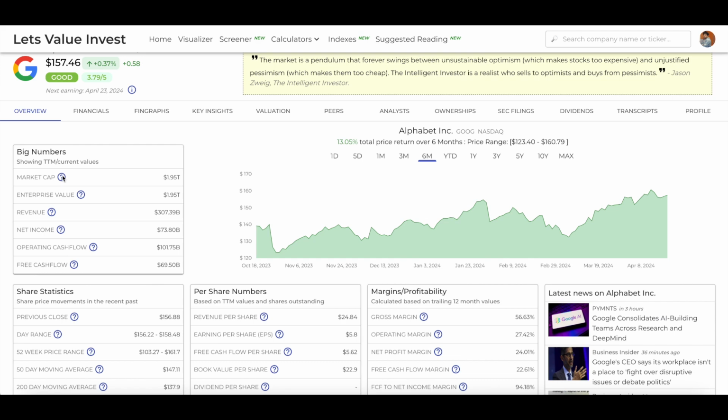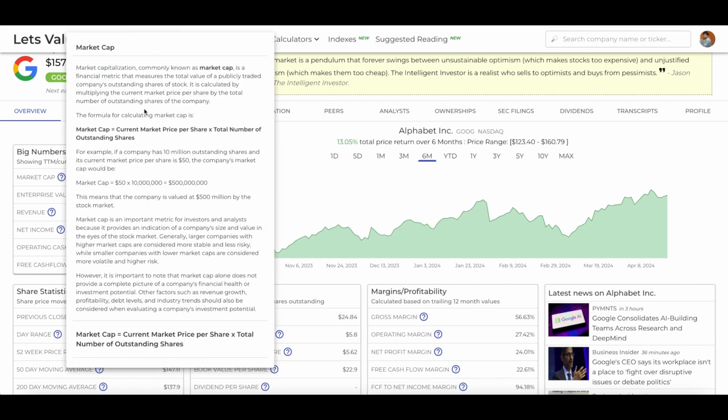For example, clicking on the market cap opens up this dialog and it basically describes what is meant by market cap, how it is calculated, why it is an important metric for investors, and what are some of its limitations. The LVI dictionary can really power your investment journey through self-education done at your own pace and at your own time.